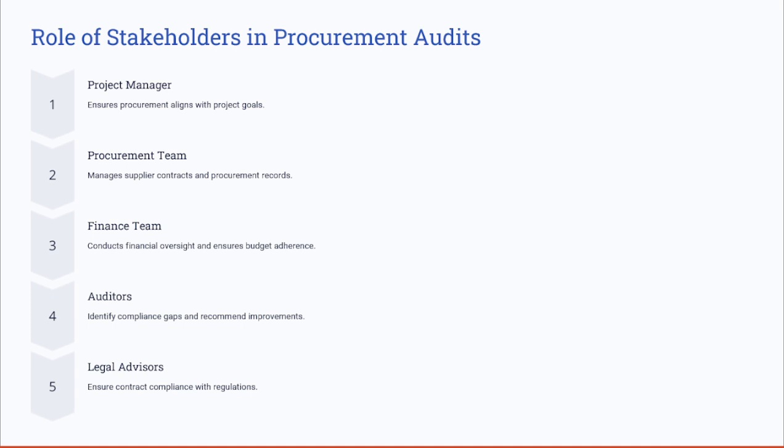Other auditors can identify the compliance gaps and recommend some improvements. Some of these stakeholders might also include legal advisors who can audit the procurement terms to ensure contract compliance with the rules and regulations. So again, effective audits require collaboration among multiple stakeholders, depending on the project environment. Ensure that you have multiple stakeholders involved when auditing the procurement processes. With their combined expertise, they ensure that procurement practices remain efficient, ethical, and legally compliant.